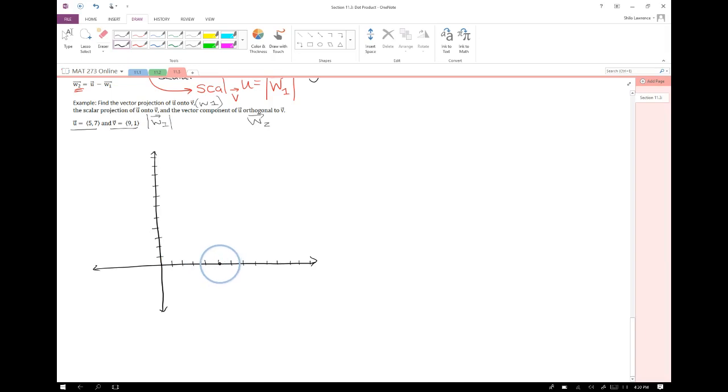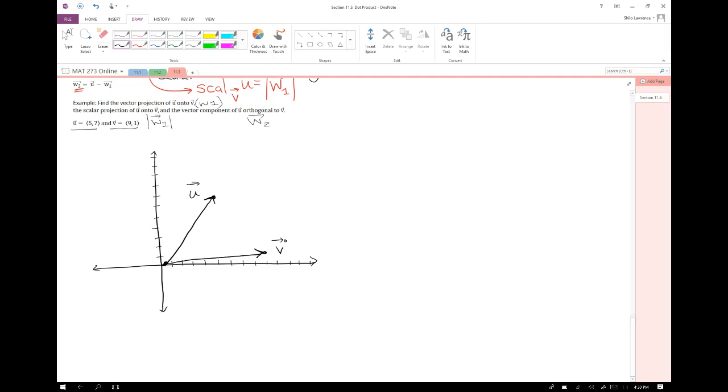So 1, 2, 3, 4, 5, 1, 2, 3, 4, 5, 6, 7. So there's our vector u. And vector v is 9, 1. So 1, 2, 3, 4, 5, 6, 7, 8, 9. And then just up a little bit. So these vectors are not orthogonal to each other, and that's perfectly fine. They don't need to be.